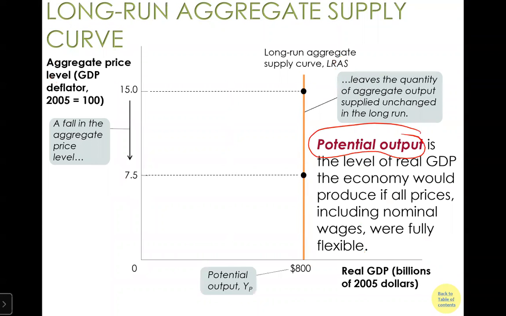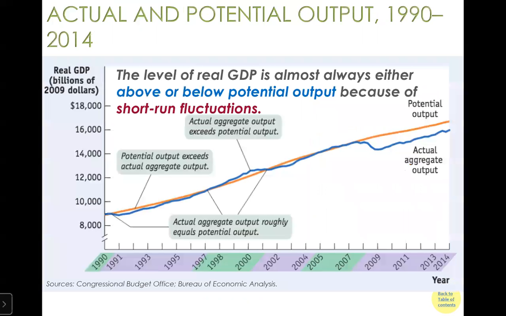The potential output is the level of real GDP the economy will produce if all prices, including the nominal wage, were fully flexible. This is what's going to happen in the long run. But what determines this potential output?